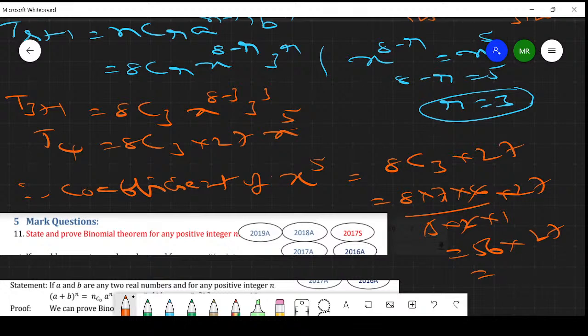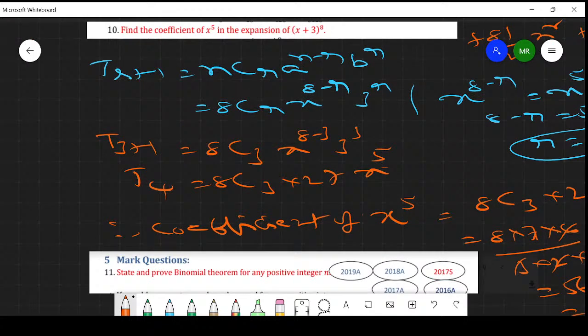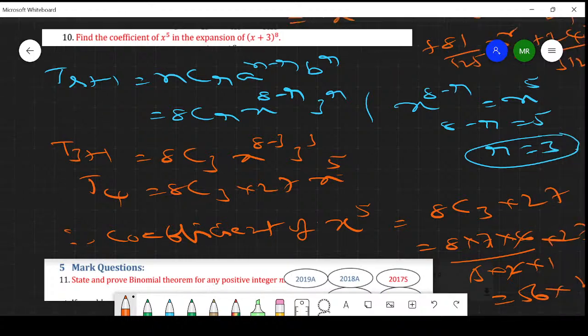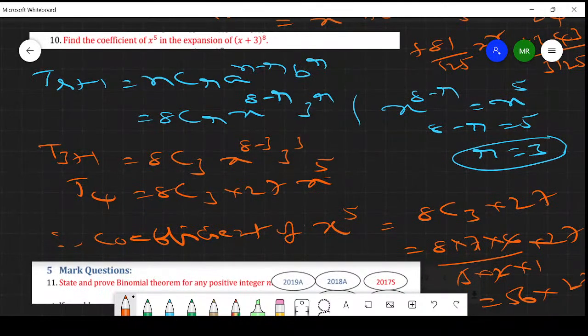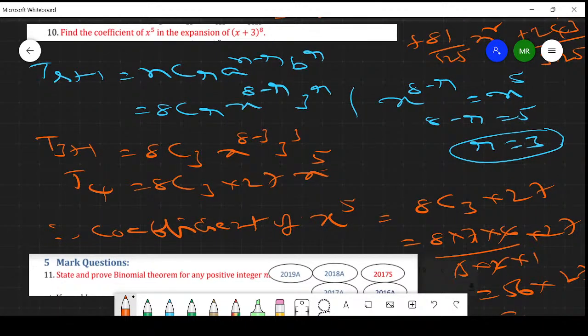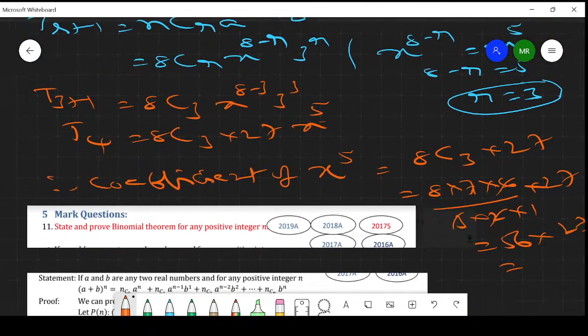So that will be the coefficient of x power 5 in the given problem. Coefficient of x power 5. I hope you understood this. Is it clear? Lastly, I am going to explain the 5 marks problem now. This is the coefficient of x power 5 they asked here. Using 8 we have done this one. You find 56, 27, you will get the answer.